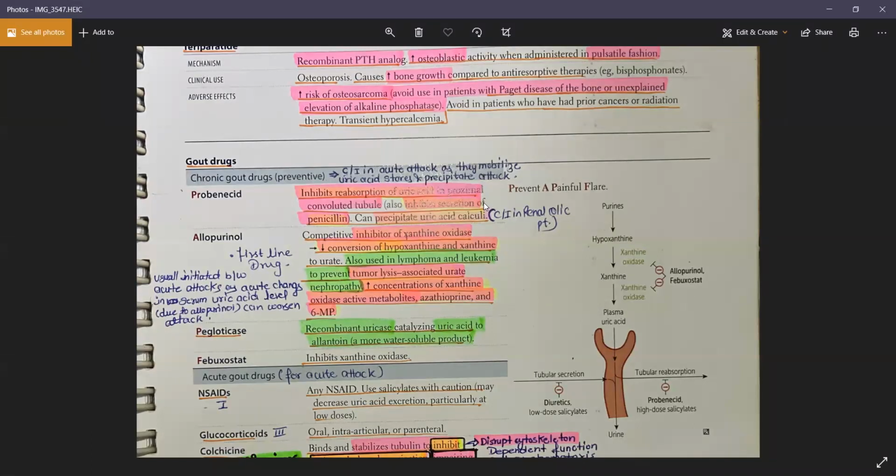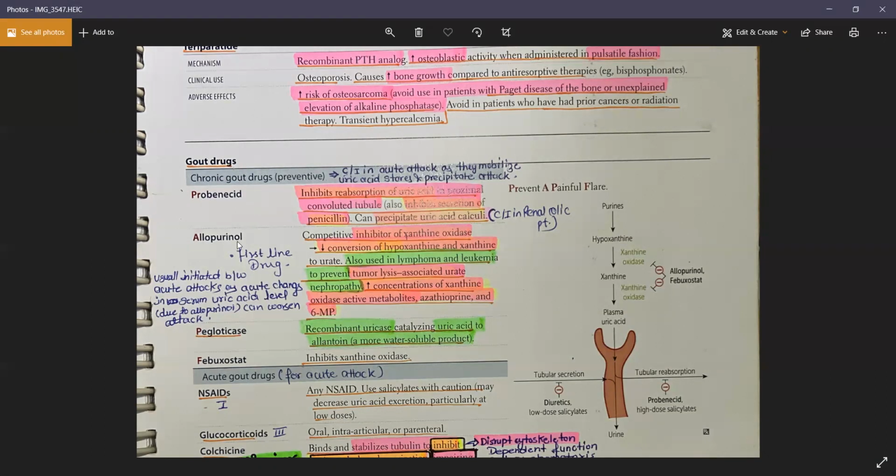Secondly, you need to note that probenecid also decreases the excretion of penicillin. So basically, it increases the concentration of penicillins in the body. So you can give the patient penicillin along with probenecid to increase the concentration of these agents. So these three things you must remember. One, they inhibit the reabsorption. Second, they can cause uric acid stones. And third, they can also increase the penicillin concentration.